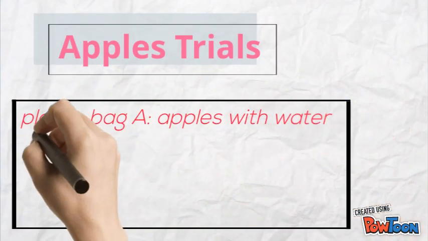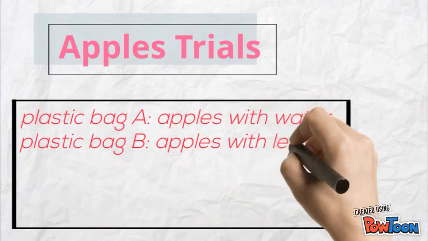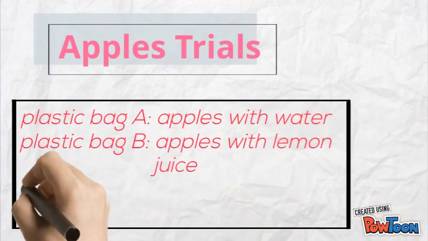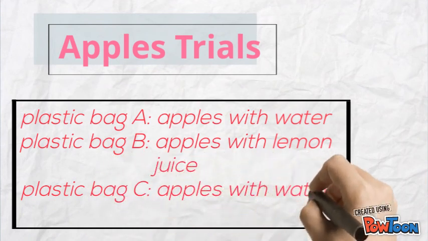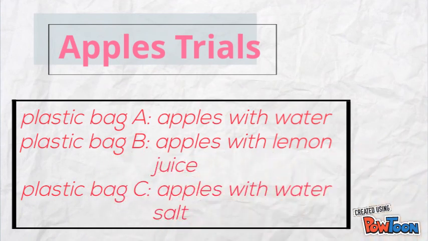In the apple experiment, put some apple slices in a bag labeled A. That is going to be your control group since it's not going to change. In bag B, you're going to put some lemon juice and some apple slices. In bag C, you're going to put some salt water and the apple slices, and that's going to be your experiment group.